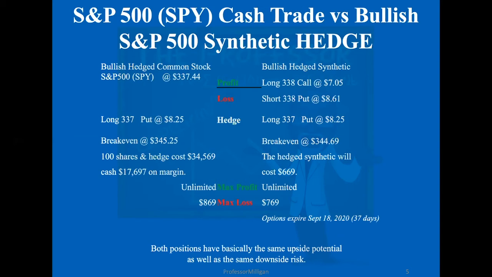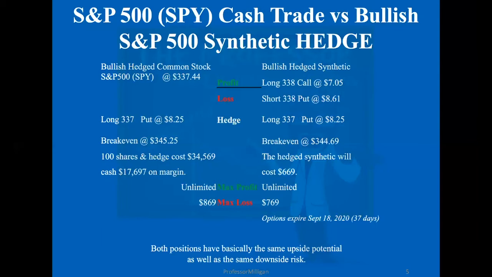Now on our synthetic side, once again, we're long the 338 call. We're short the 338 put. That's our synthetic. Our hedge, just like we did on the stock, we're hedging it with a long 337 put at $8.25. Again, that's going to cost us $825. You'll notice, though, that the break even on our synthetic is actually a little lower, $366.69. I want to pause here for a minute. One of the reasons why I like using synthetics is it lowers my cost as opposed to buying the stock.